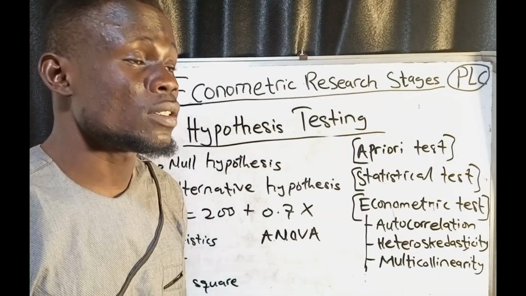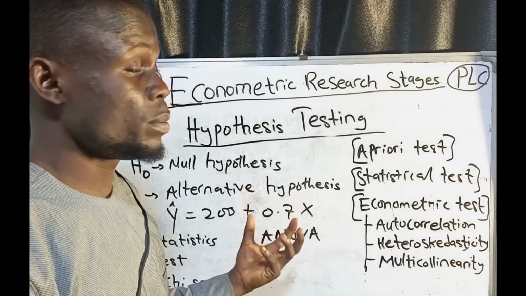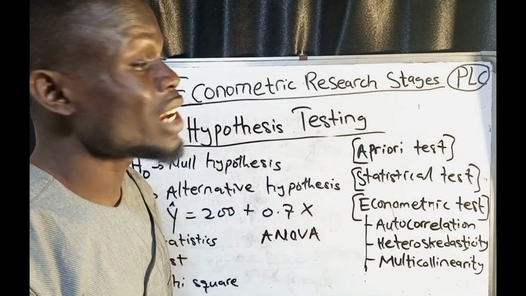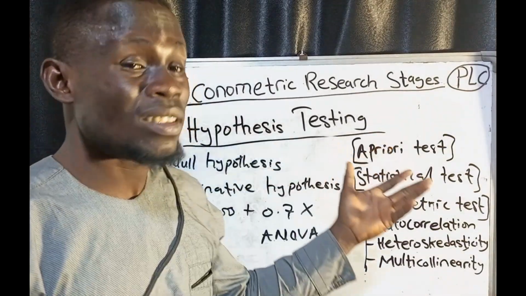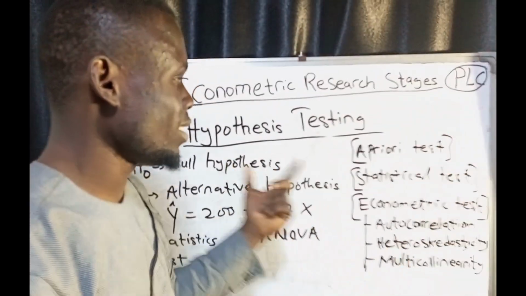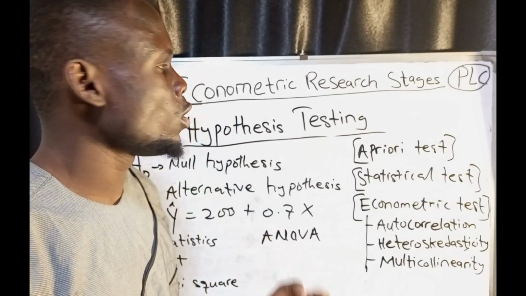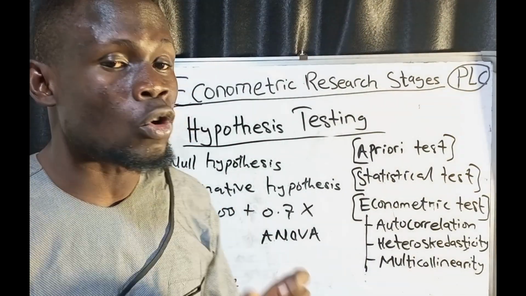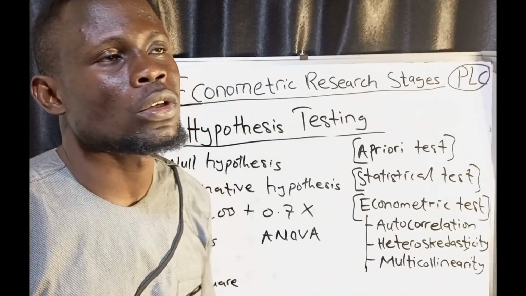In our hypothesis testing, or the testing of our estimated model, there are three major criteria which we look at. Number one, we look at the a priori test, or the a priori criteria. What this is talking about is that we compare our estimated model with the stated economic theory.